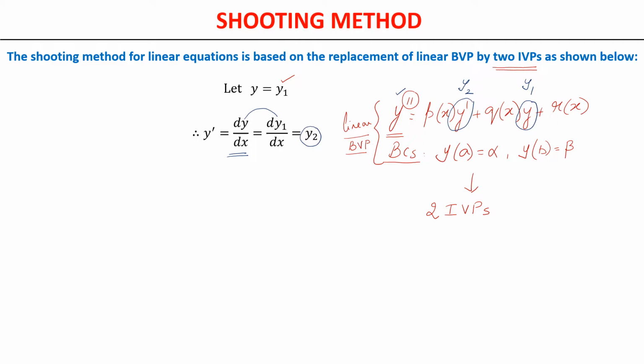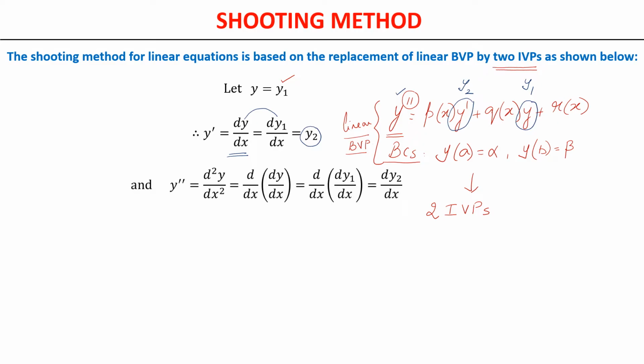Let's see now what happens to y double dash. As per our definition, y double dash is d square y by dx square, which can now be written as d by dx of dy by dx. But what is y written as? Y1 as per our definition, and therefore it becomes d by dx of dy1 by dx. But what is dy1 by dx from the second condition? It is y2, and therefore this becomes d by dx of y2 or dy2 by dx.